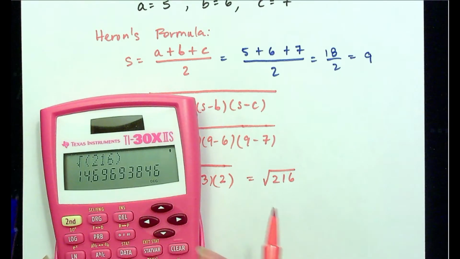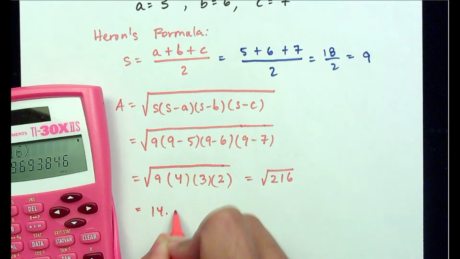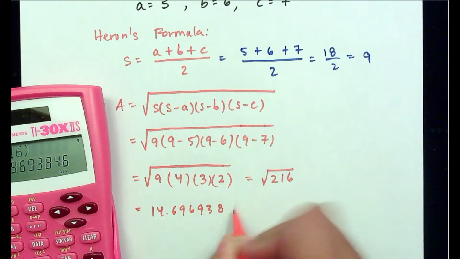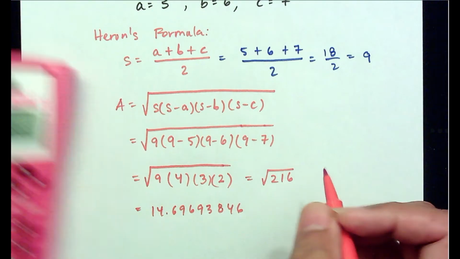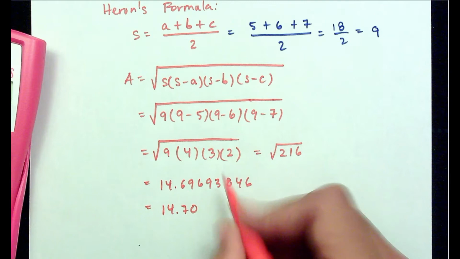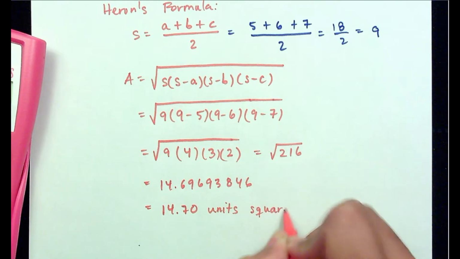is 14.693846. Rounding to the nearest hundredth, that would mean 2 decimal places. So looking at this, that's bigger than 5, so this becomes 70. So this will be 14.70 units squared.